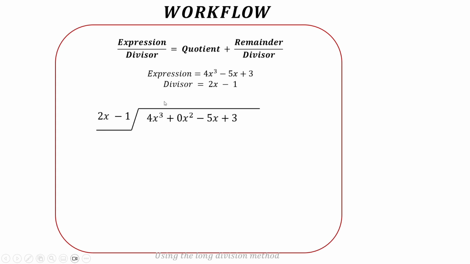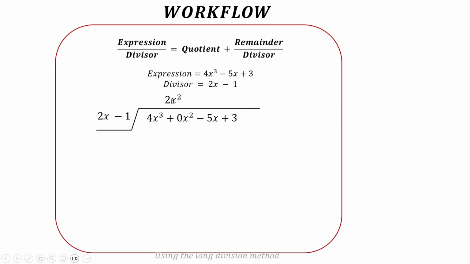Focus on 2x here, and then focus on 4x cubed. Basically, what we want to write here as our first term is a term which, when we multiply by 2x, we will get 4x cubed. And that term will be 2x squared. Or you can just pick 4x cubed and divide it by 2x. So 4x cubed divided by 2x gives us 2x squared. So we write that 2x squared here.